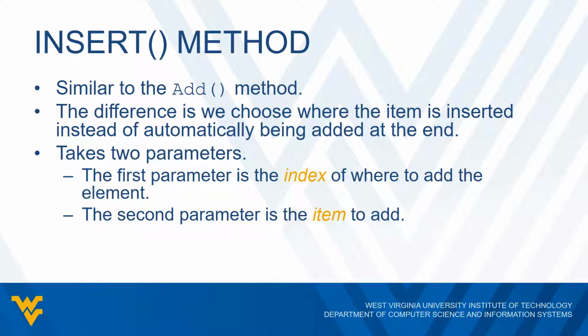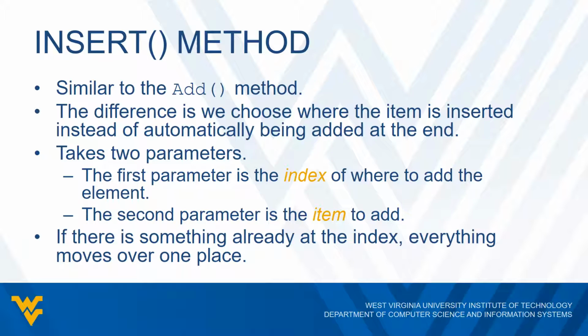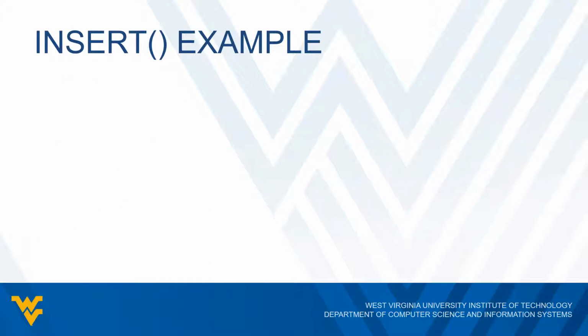Now you might be wondering, well, what if you insert an item into an element that already has something there? Well, in that case, we're just going to shove everything over one place. So for example, if we insert something at index 1 and there's already something at index 1, then the element that was at index 1 gets moved over to index 2. Whatever was at index 2 gets moved over to index 3, and so forth. So think of it as just like opening a gap and then putting the item at that particular spot.